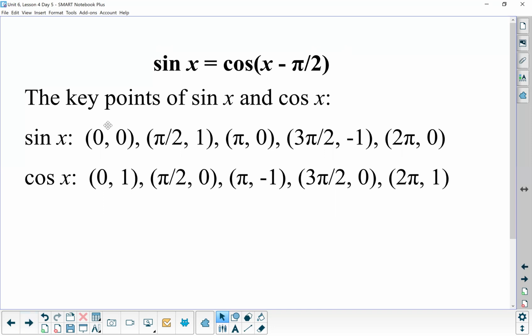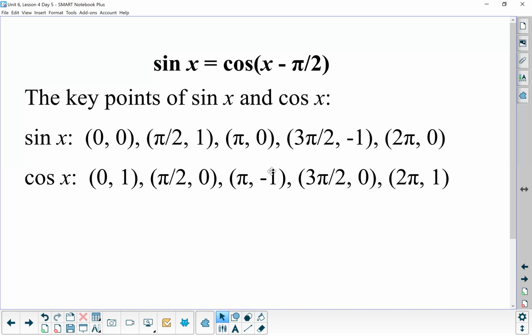sine was 0, 0, pi over 2, 1, pi 0, 3 pi over 2, negative 1, 2 pi 0. Cosine, if we shift pi divided by 2 units forward, instead of 0, 0 would be pi over 2, 0. Instead of pi over 2, 1, we have pi negative 1. I'm sorry, we shift back. Pi over 2, 1, 0, 1.